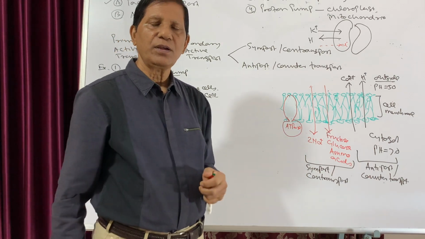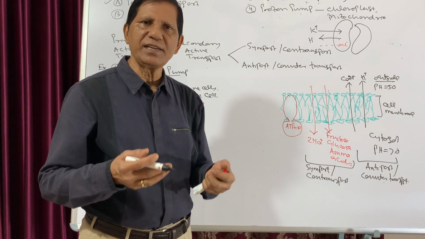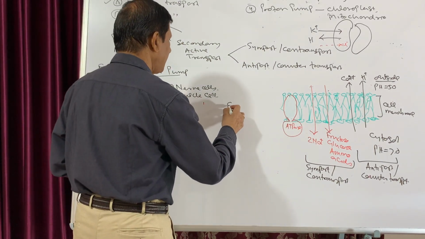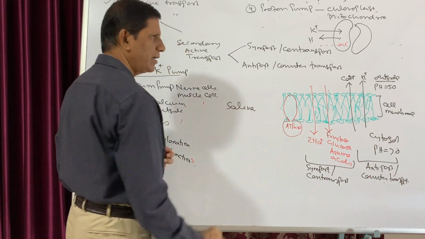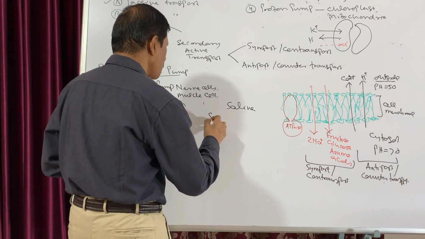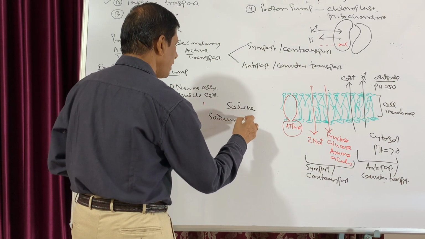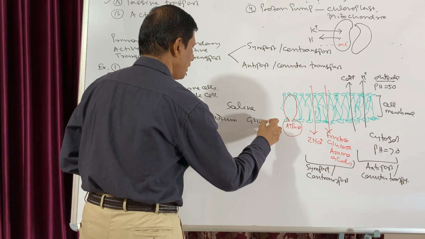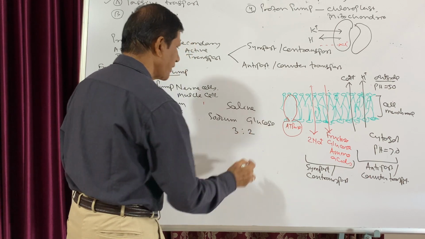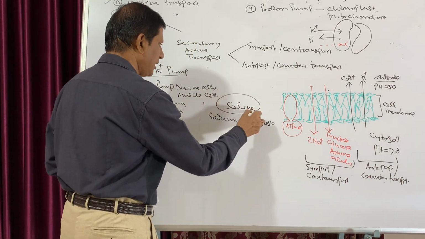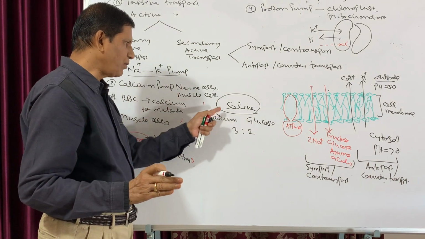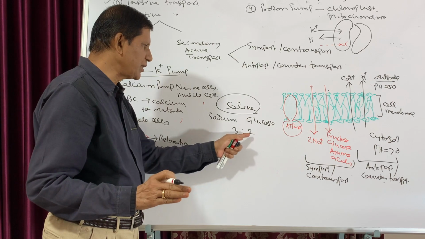This is the reason when somebody suffers from diarrhea or dysentery and the body is dehydrated, the person is given saline. Now what does this saline contain? This saline contains sodium and glucose, in the proportion of 3:2. That means the saline given to a patient suffering from dehydration contains sodium and glucose in the ratio of 3:2.